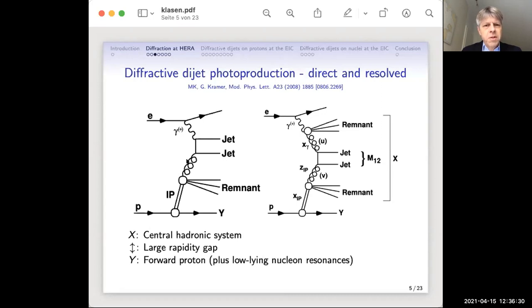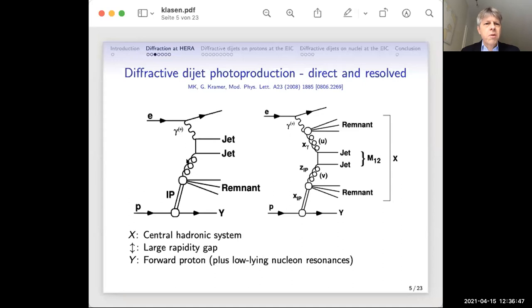Actually it makes a difference whether the proton remains intact and you tag it, or whether you only have a rapidity gap, so that the cross-sections differ by normalization. This has to be kept in mind. I will also skip through these slides here because they're not too interesting.